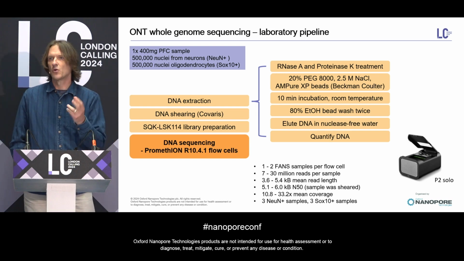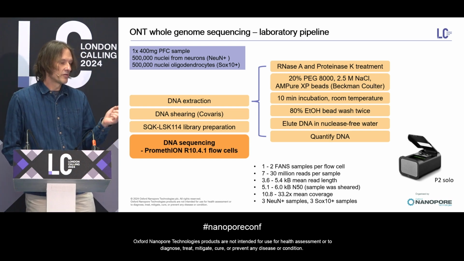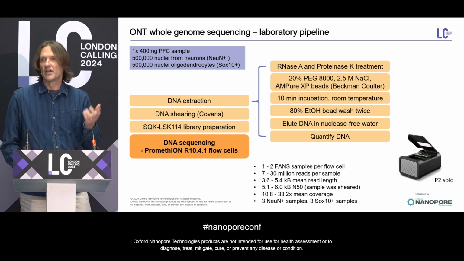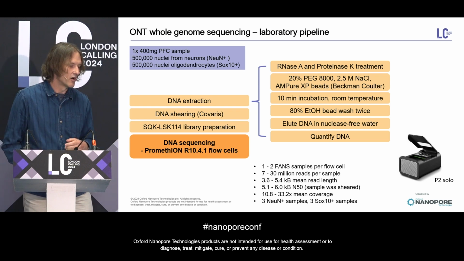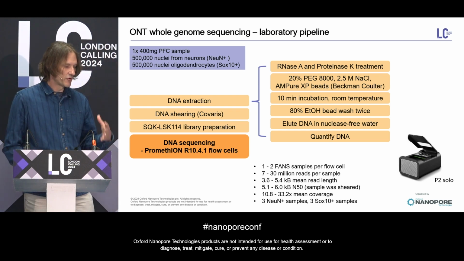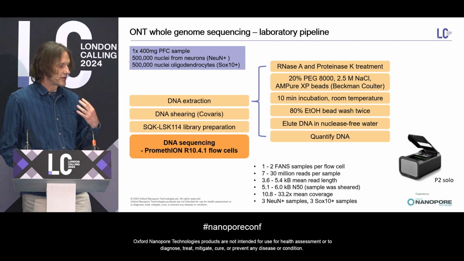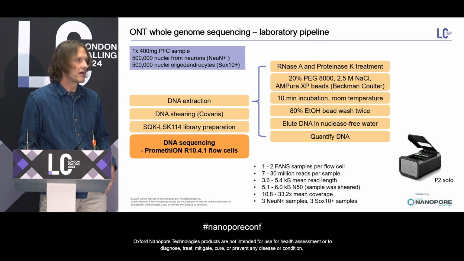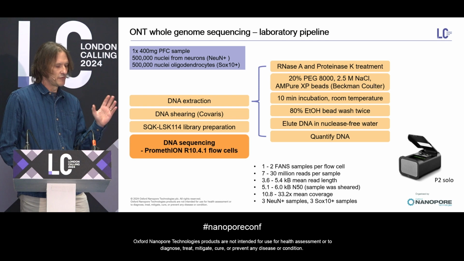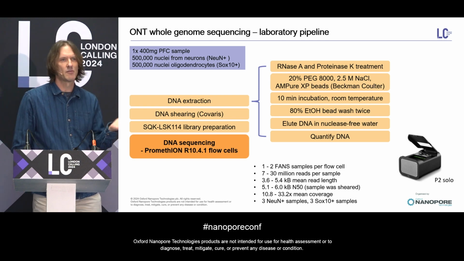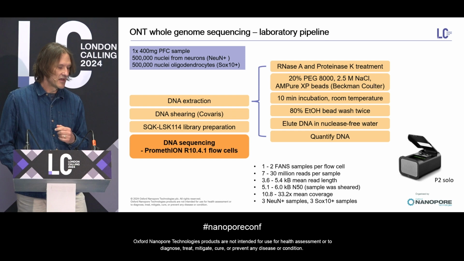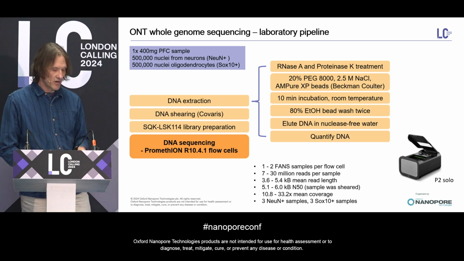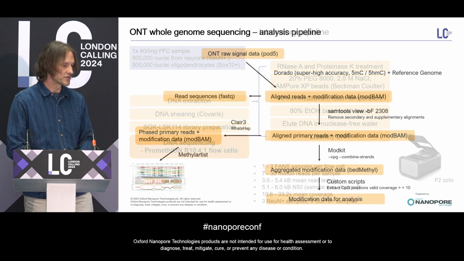In this talk, I'll be talking about two cell types: the neuron, which uses a NeuN marker, and the oligodendrocyte, which we separate based on a SOX10 marker. We purify DNA from our nuclei, and we sequence them on a PromethION R10 flow cell. We usually put in 1 to 2 samples per flow cell. That gives us somewhere between 10 and 30 times mean coverage. In this study, we had 3 neuronal samples and 3 oligodendrocyte samples.